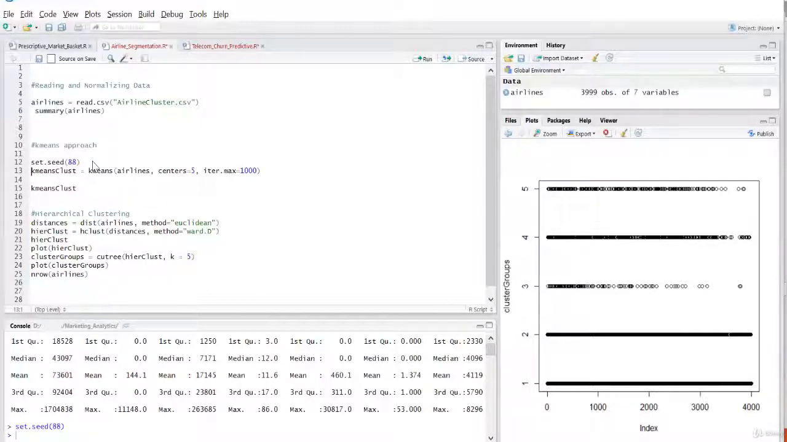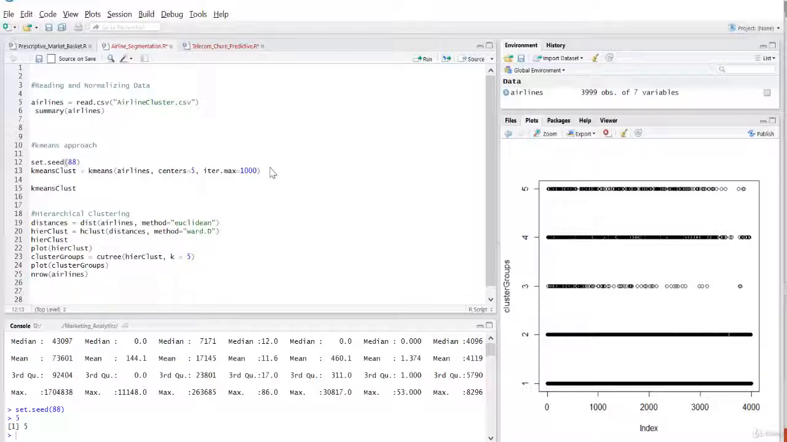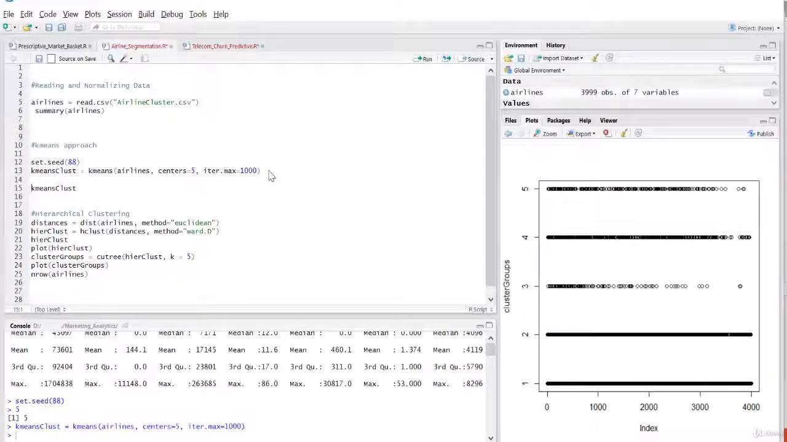Next, I'm putting in a k-means clustering algorithm, where I'm trying to cluster the data set which I currently have into 5 clusters. If you see, centers equal to 5 indicates that I want to categorize the entire data set into 5 clusters. And if I run this command, the k-means algorithm would run.